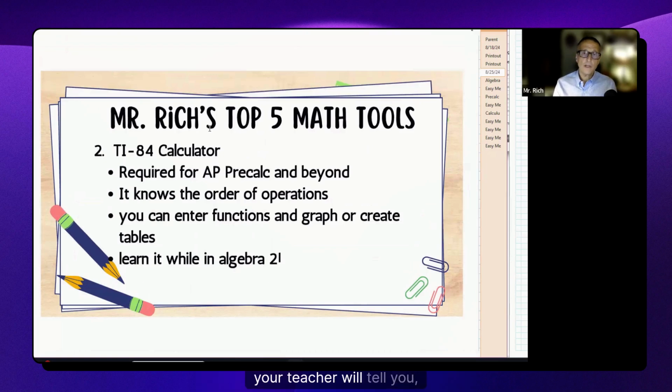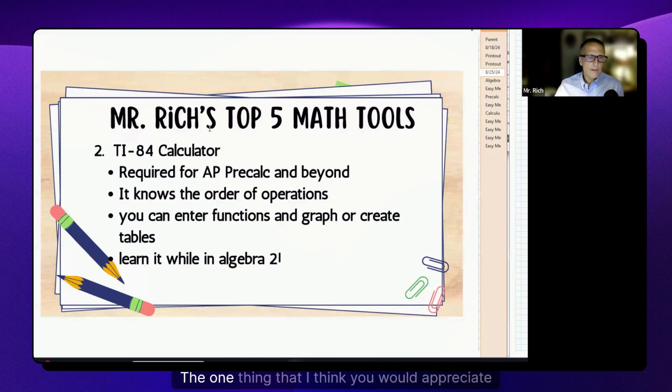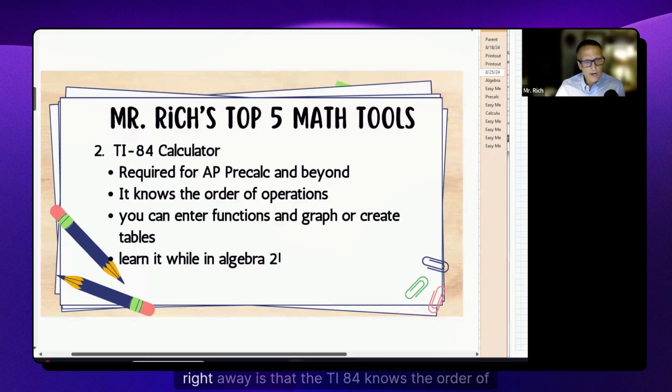In fact, your teacher will most likely tell you that you can't use one on the summative exams. But still, if you plan on going into higher levels of math, into pre-calculus and maybe beyond into calculus, you might as well get the TI-84 now and start learning how to use it. Because once you learn how to use the TI-84, you don't want to go back to a regular calculator.